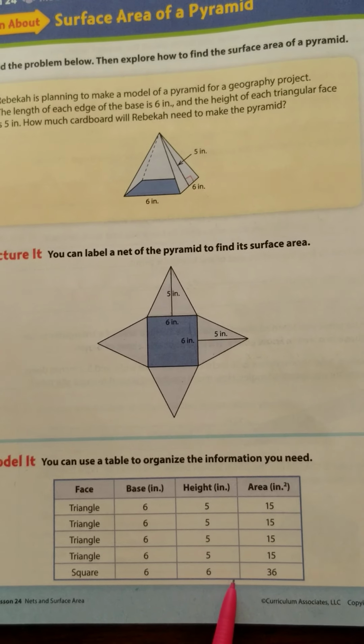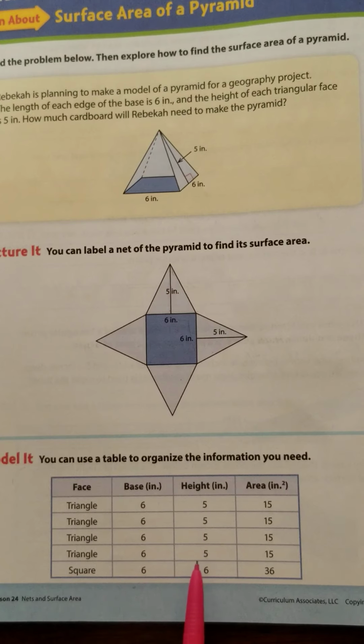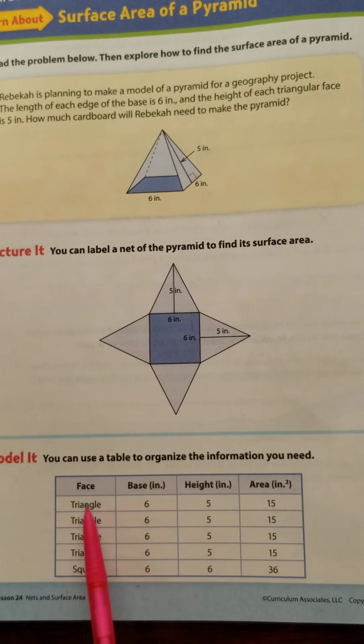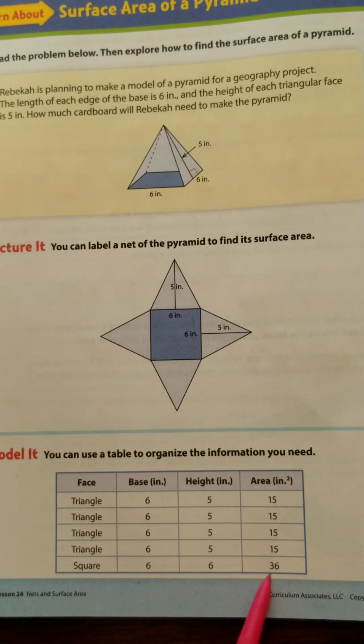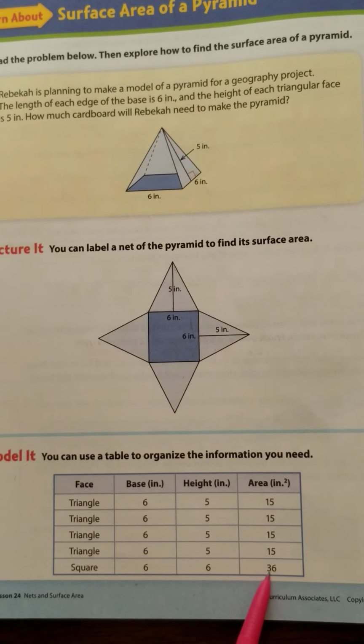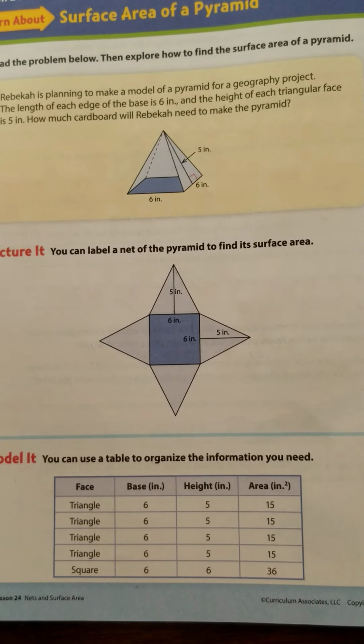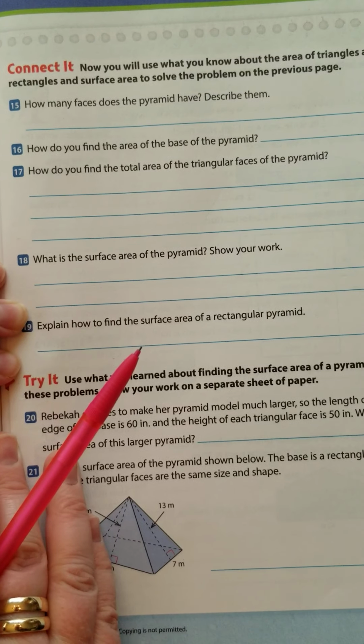And if you look down at the table, that's exactly what they've done for us. They've listed the triangles with 4 of them having an area of 15 and the base, the square, having an area of 36. Okay, let's move on to the next page.